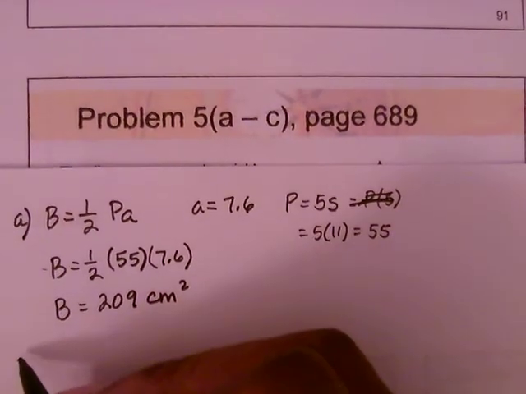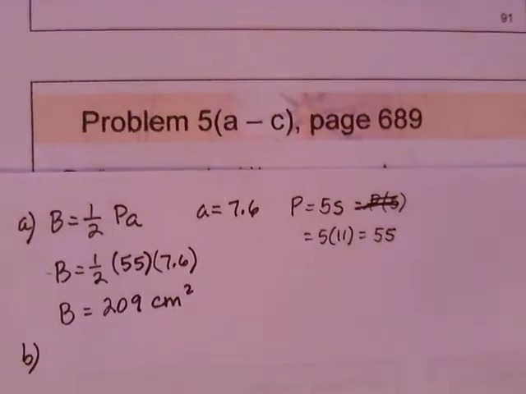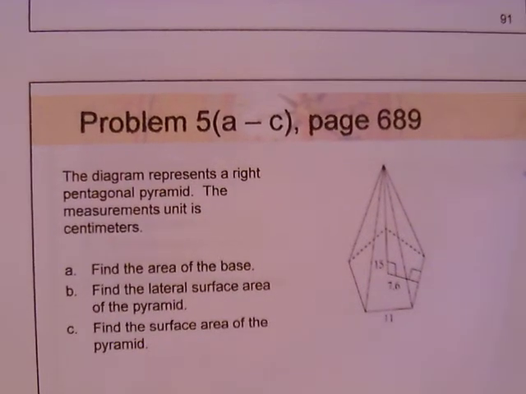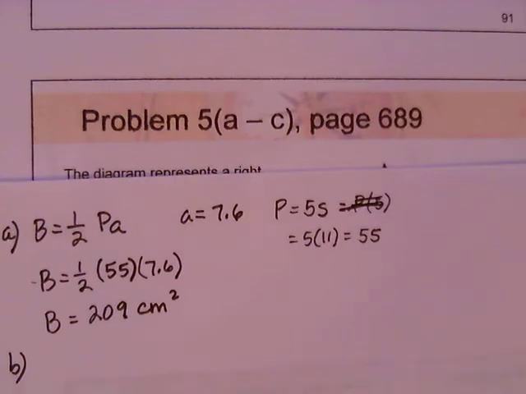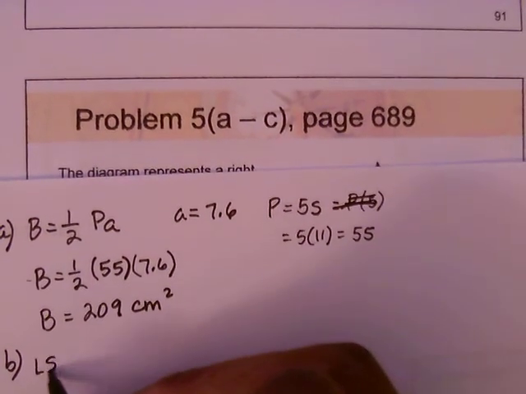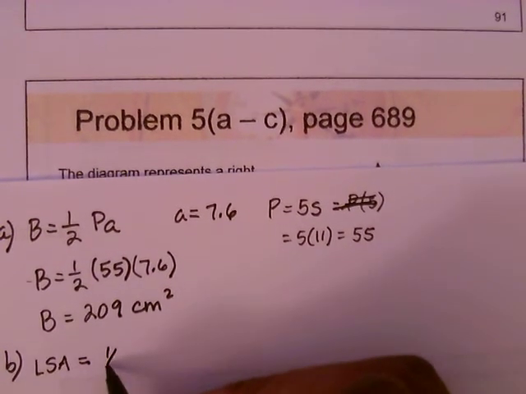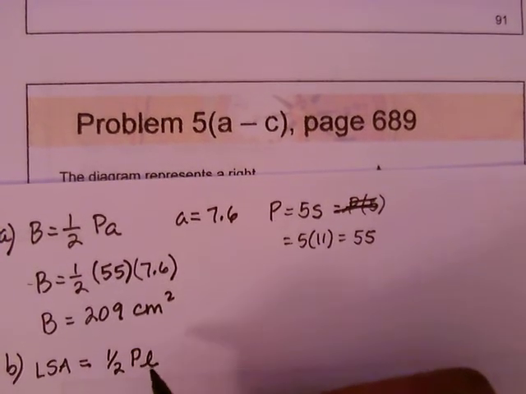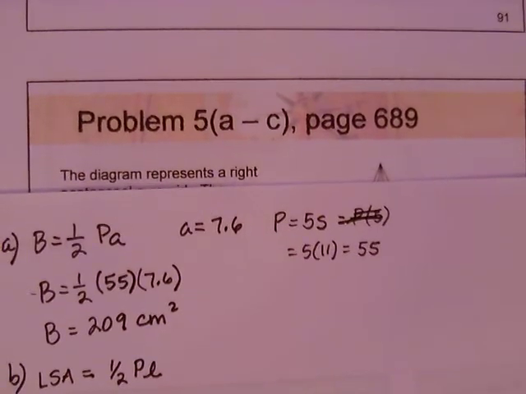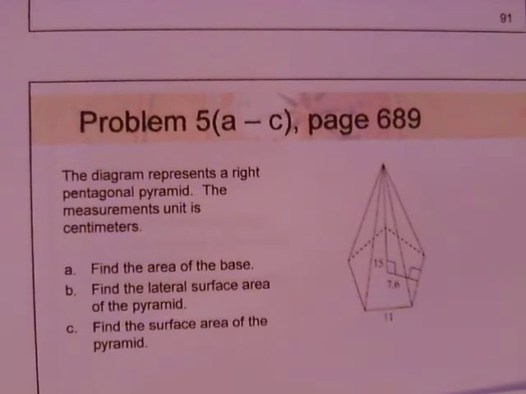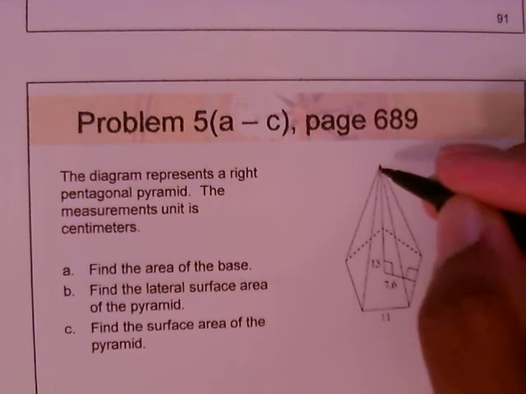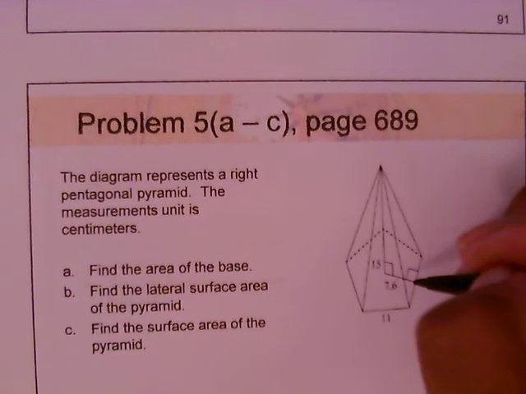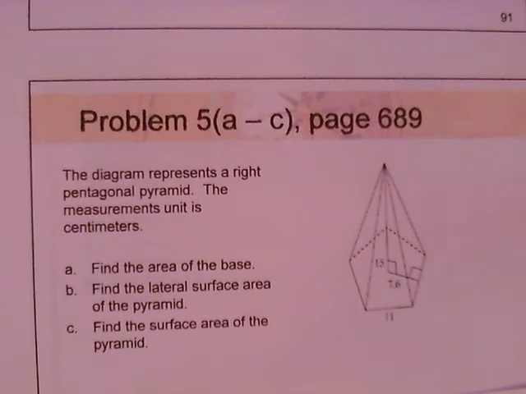Now part B is this. They want the lateral surface area of the pyramid. The lateral surface area is found as 1/2 the perimeter times the slant height. The problem with that is we don't know what the slant height is. That's this height that's on the face of the pyramid, from the tip of the pyramid to the side perpendicular to it.